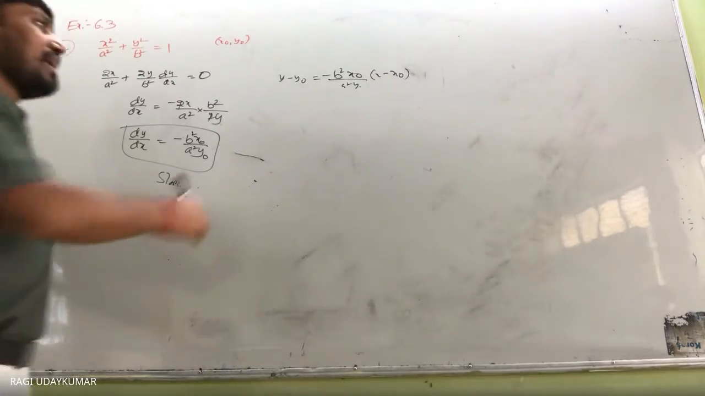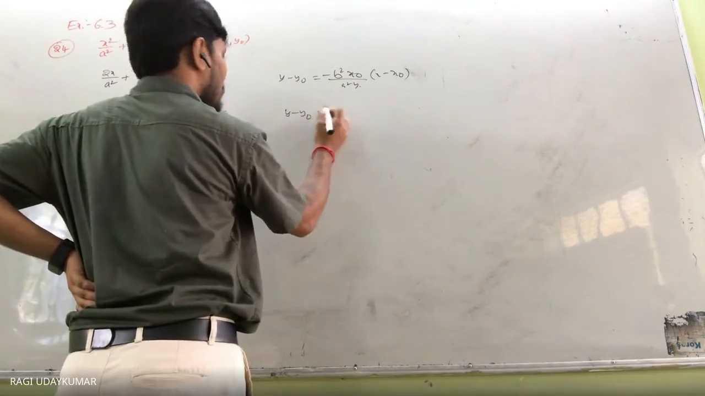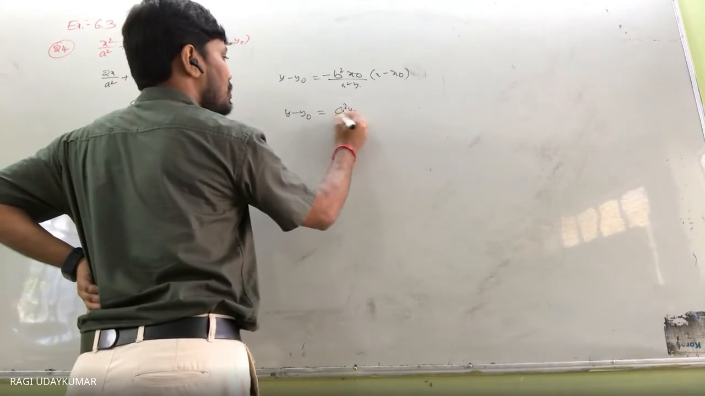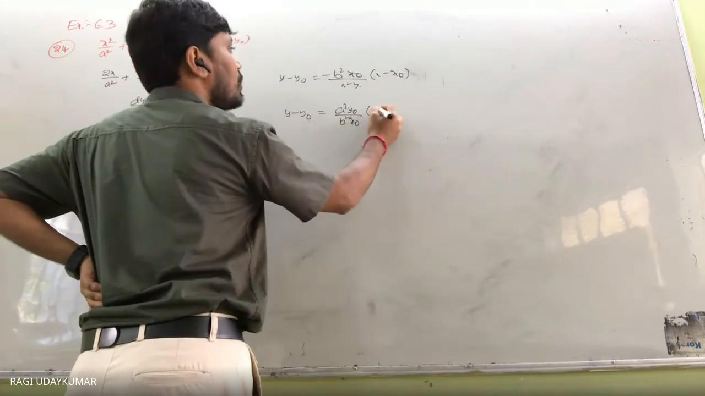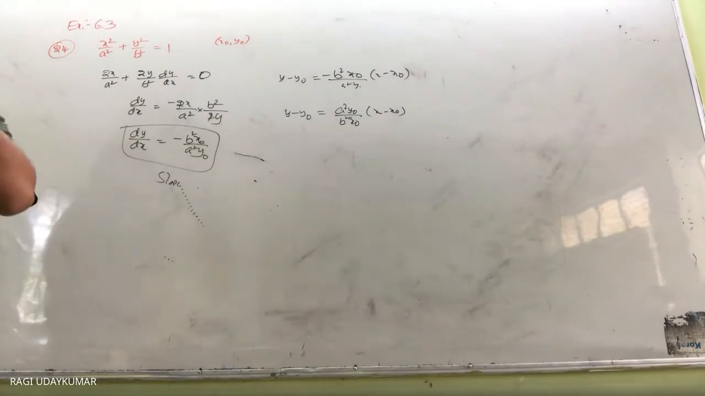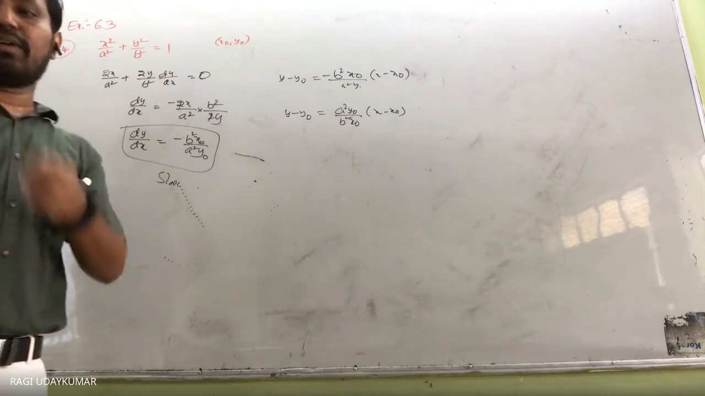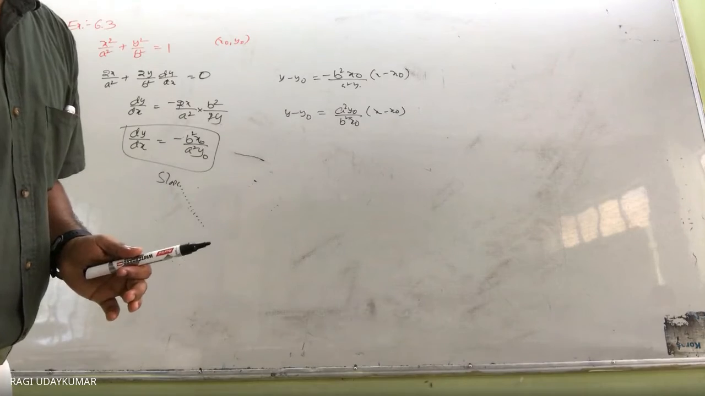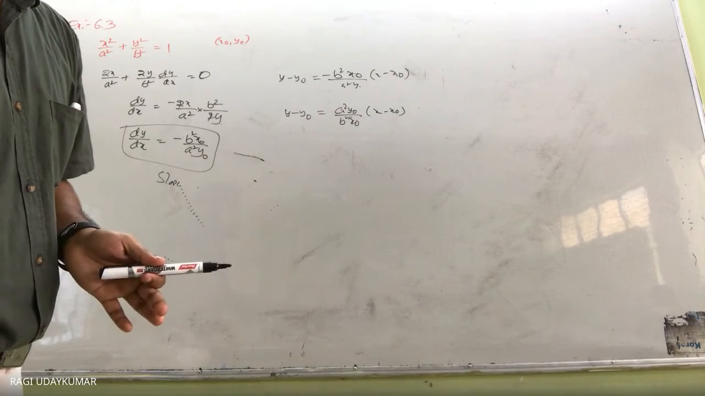Equation of the normal is asked. y minus y0 is equal to the reciprocal, a square y0 by b square x0, into x minus x0. That's the equation of the normal. Simple question, no complication in this. The curve is given to you, no complication at all here.